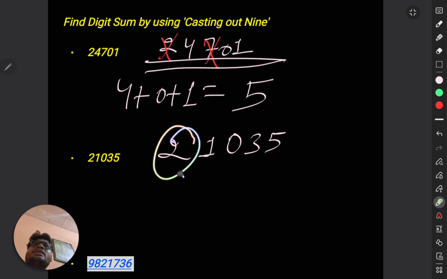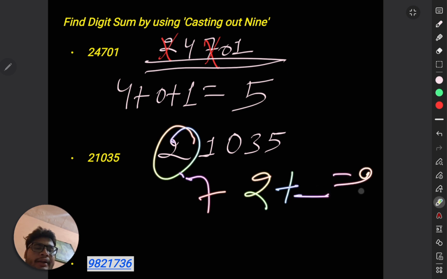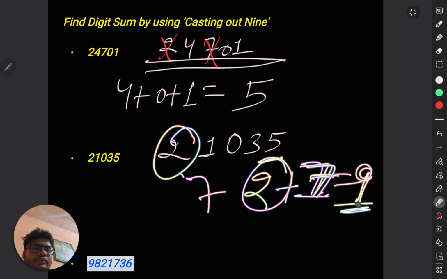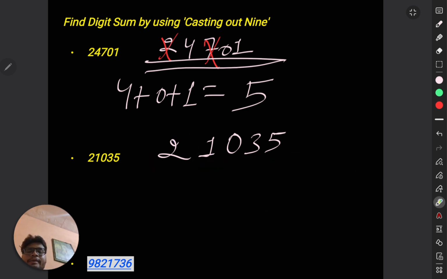Which will be 7, do you think? If we add, what will we add to this 2 to make 9? It will be 7, you know. So 7 is not available in this number. Again, what will we do? We will go on to the next. We will skip this number 2.